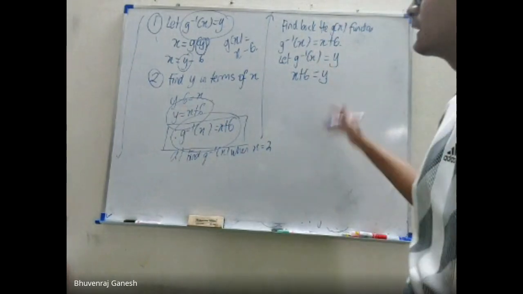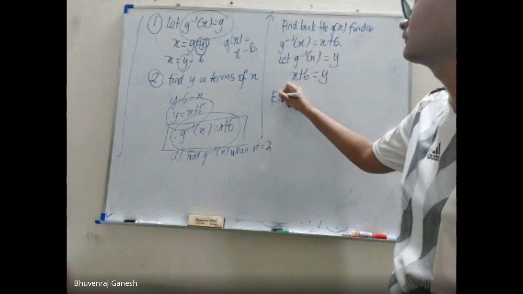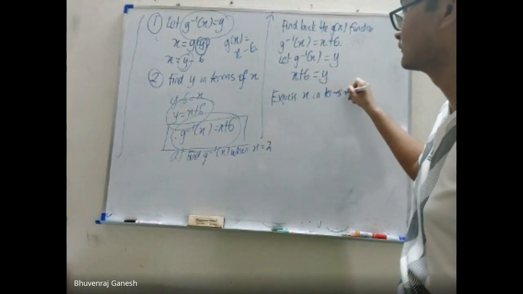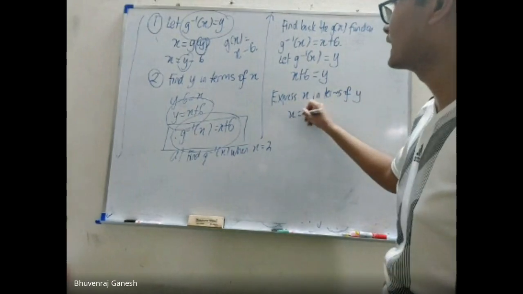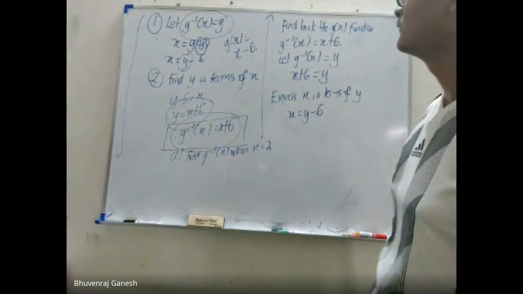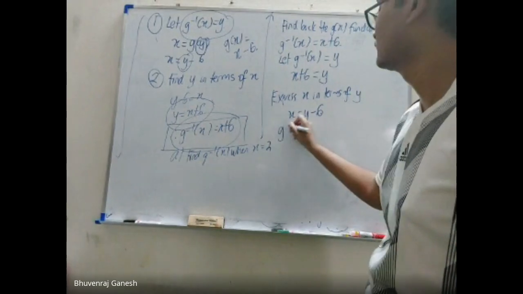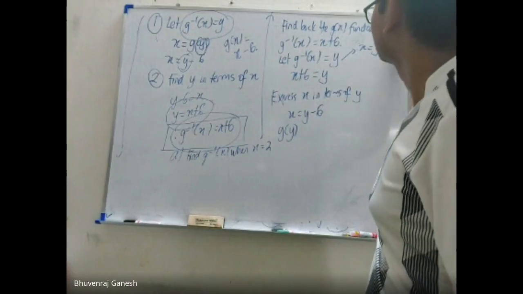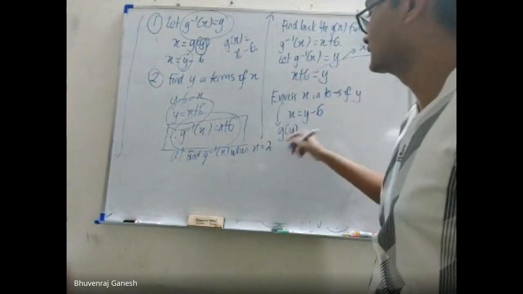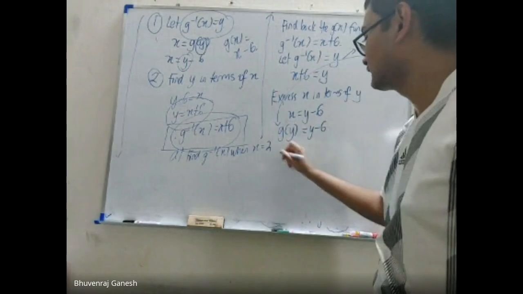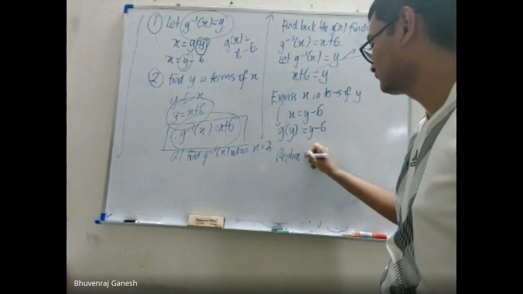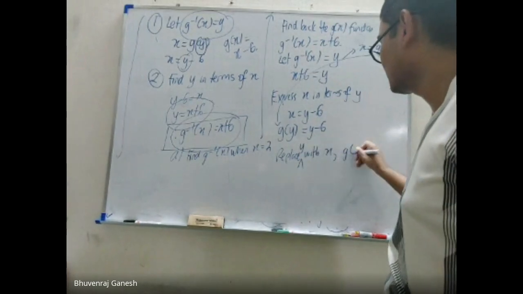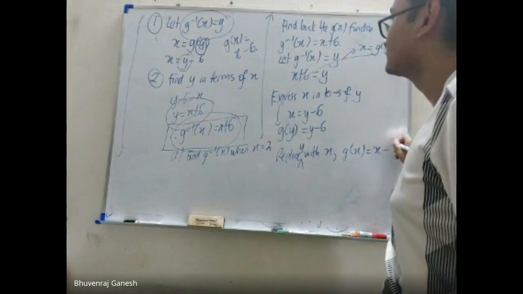So now it's y in terms of x. So why not I express x in terms of y, which was originally the question. So I will get x is y minus 6. And we know that from here, if I shift here, I get x is g(y). So I can put the g(y) inside here. g(y) is y minus 6. And if I replace y with x, I will get g(x) is x minus 6.